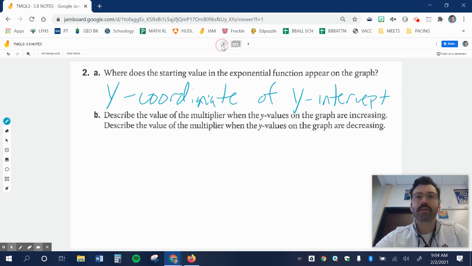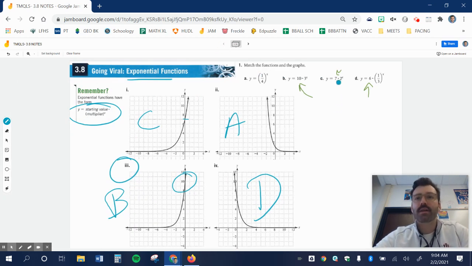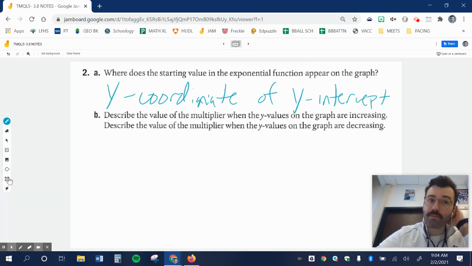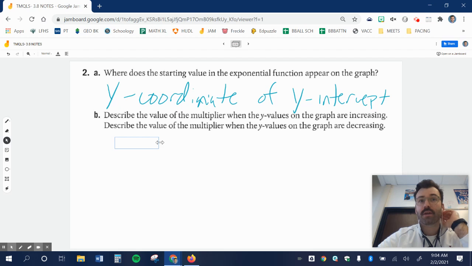So if you look here, C applied to this function here, and you can see our multiplier there is 2. So with a multiplier of 2, it looks like it's going up. If you look at part B, it's an increasing graph. If you look at A and D, our multiplier is less than 1, so we had decreasing. Okay, so that's an important thing to remember, and we're going to talk about that more.